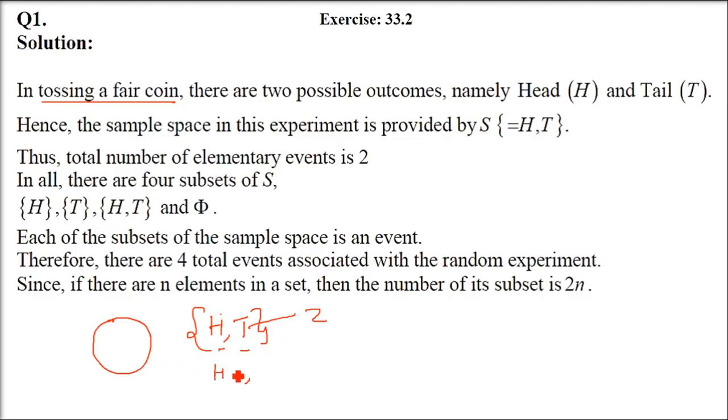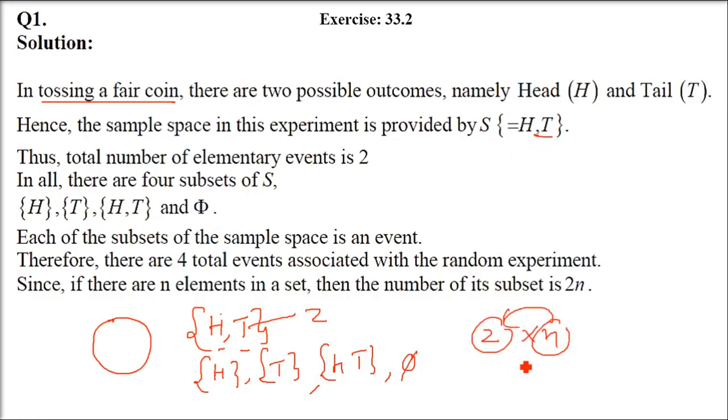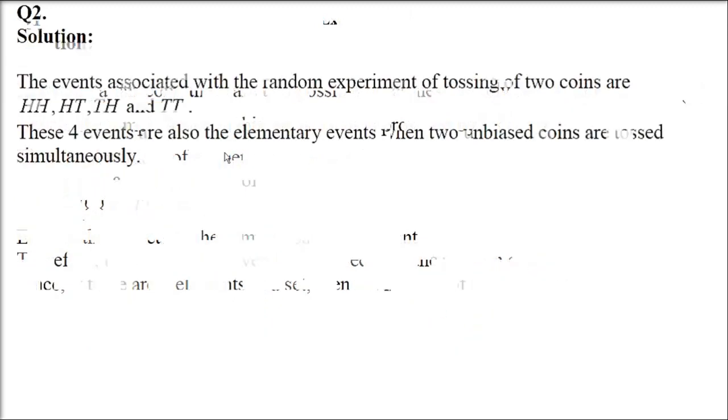Now let us make the subsets. One is H, one is T, then H and T together, and then finally phi, which is the null set. So there are four. Two elementary events are there, so 2^n, where n is the number of elementary events. So 2 into 2, 4. If there are n elements in a set, then the number of its subsets will be 2^n. I'm not talking about events, I'm talking about the subsets. So the number of subsets will be 2^n.